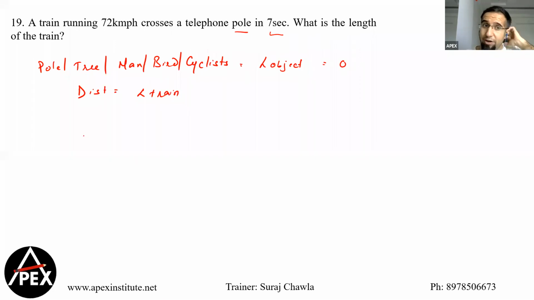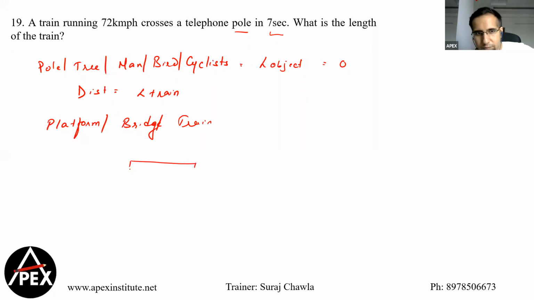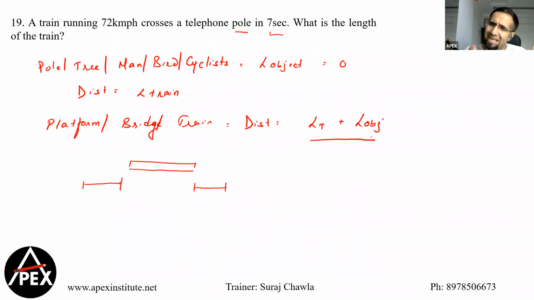Now, when a train is crossing an object of specific length, let's say a platform, or a bridge, or another train, how does the scene work? If this is my platform and this is the length of the train, I start my time when the train enters the platform, and I stop my time when the train completely moves out of the platform. Clear? So in this case, always remember, the distance covered is equal to the length of the train plus the length of the object that the train is crossing. That's the only change that we need to understand from the previous model to this model.